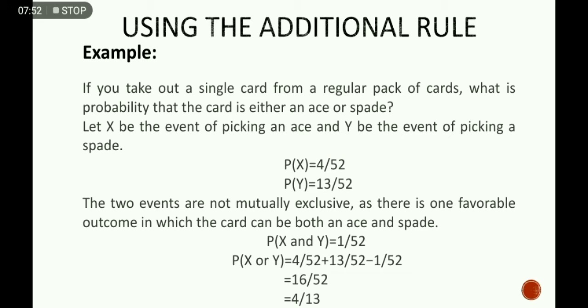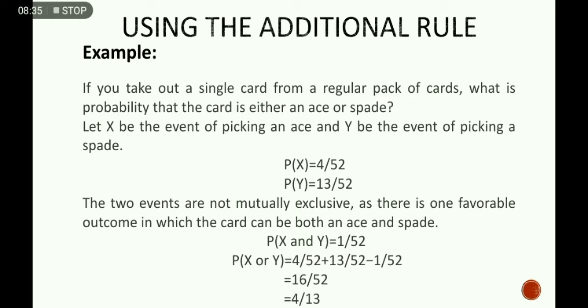So, we have an example here. If you take out a single card from a regular pack of cards, what is the probability that the card is either an ace or spade? So, let X be the event of picking an ace and Y be the event of picking a spade. So, yung X, nare-represent niya yung ace and yung Y ay sa spade naman. So, yung probability ng X is equal to 4 over 52. 52 siya kasi total number ng deck of cards, isang deck of cards. And 4 siya kasi, 4 lang naman ang alas sa baraha.